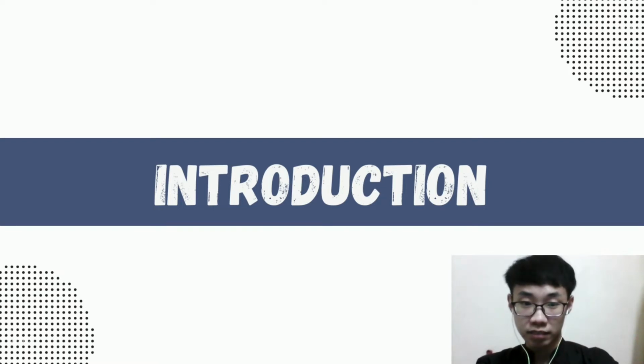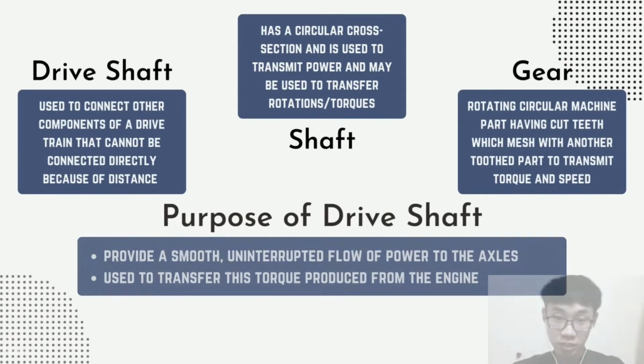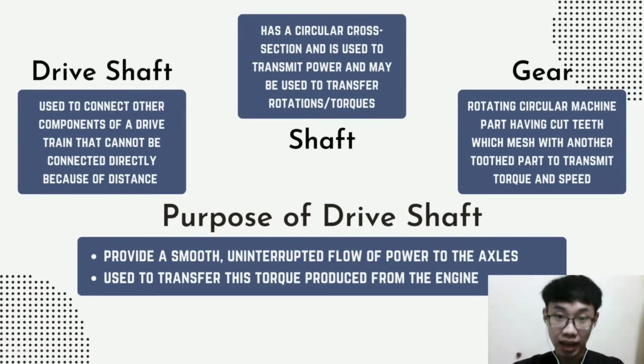Now I will present about our project introduction and objective. A shaft has a circular cross-section and is used to transmit power and may be used to transfer rotation or torque. However, a drive shaft is used to connect other components of a drivetrain that cannot be connected directly because of distance. While a gear is a rotating circular machine part having cut teeth which mesh with another part to transmit torque and speed.